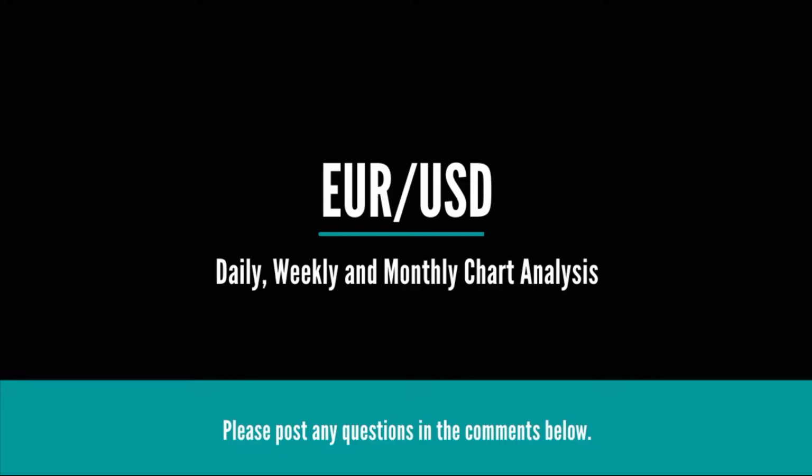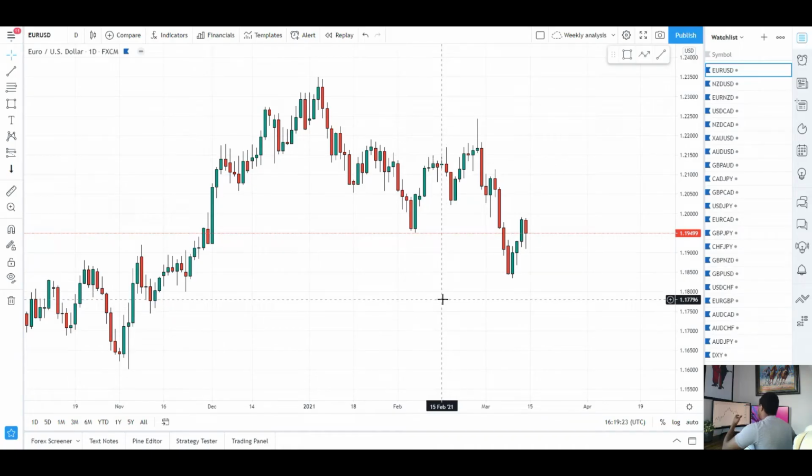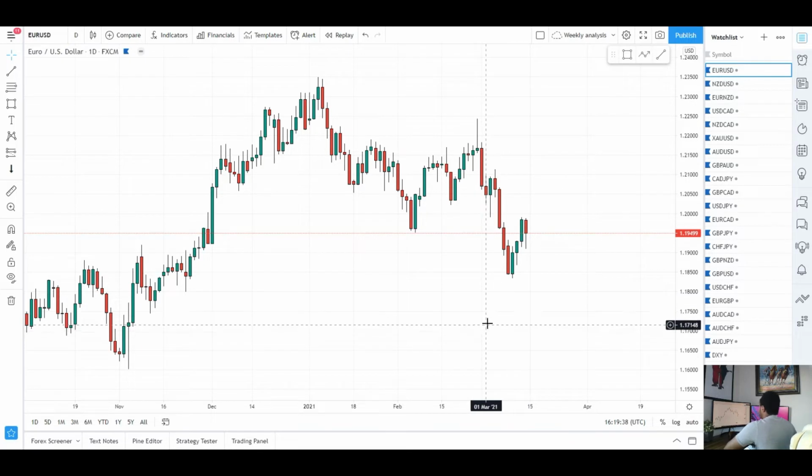First up, we've got Euro USD. Okay, so for Euro USD this week, we saw a slight push to the downside and then a nice push back up again. I did say during my last weekly analysis video that we do expect to see a push to the upside for Euro USD and potentially test 1.2 and then potentially 1.21. We didn't quite get to 1.2, but we did see that nice push to the upside.